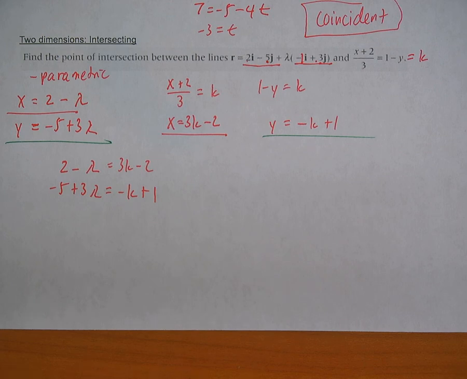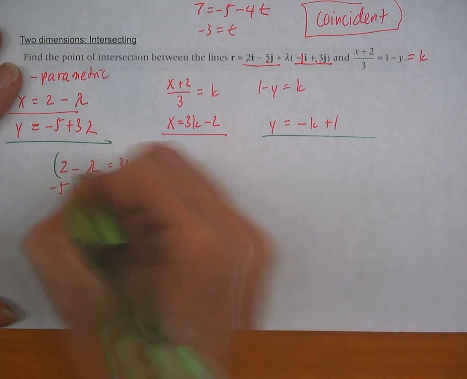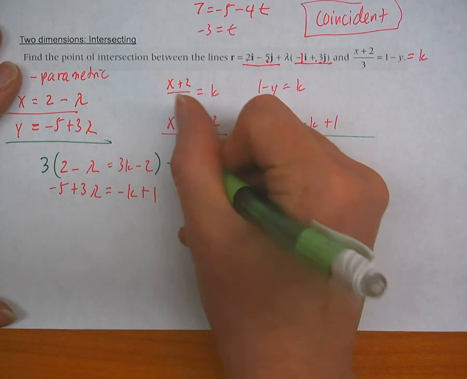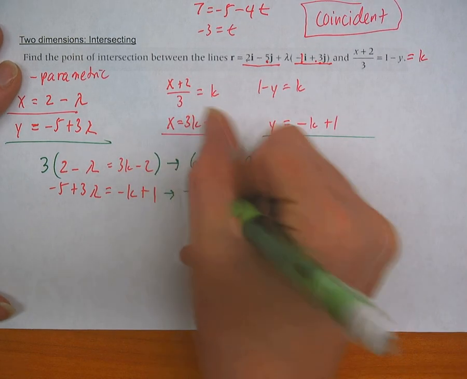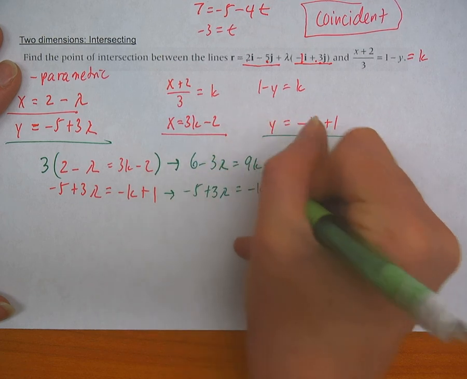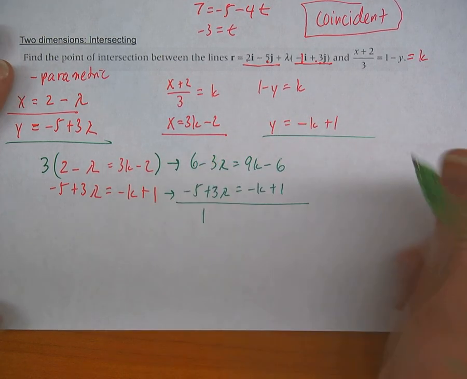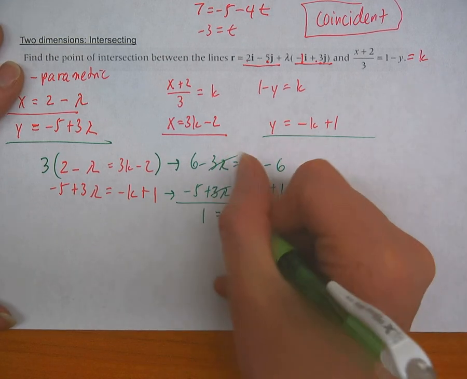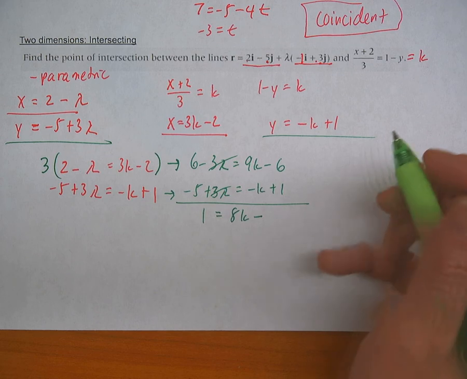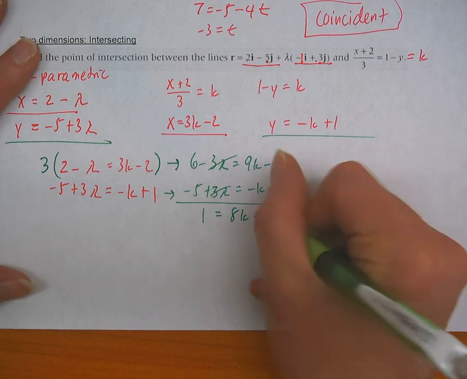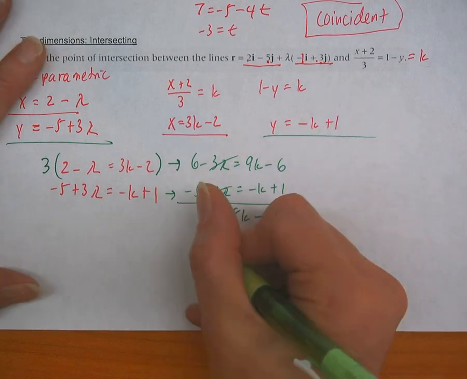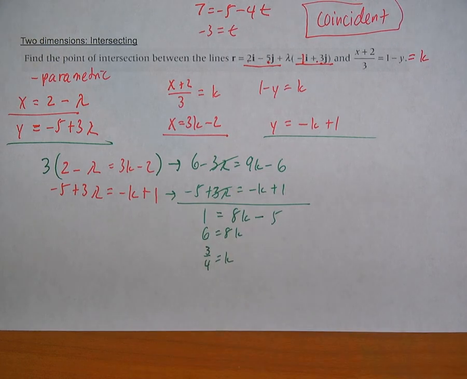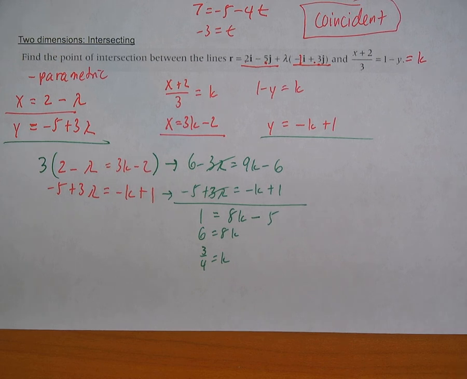So I think I'm going to multiply the first equation by 3. So I'll get 6 minus 3 lambda equals 9k minus 6. And I'll just rewrite the other equation and add straight down. So I'll get 1, my 3 lambdas cancel, equals 8k minus 5. So I'll add that over. 6 equals 8k. So I'll get that k is 3/4. Okay, now I need lambda. Actually, I don't need lambda.